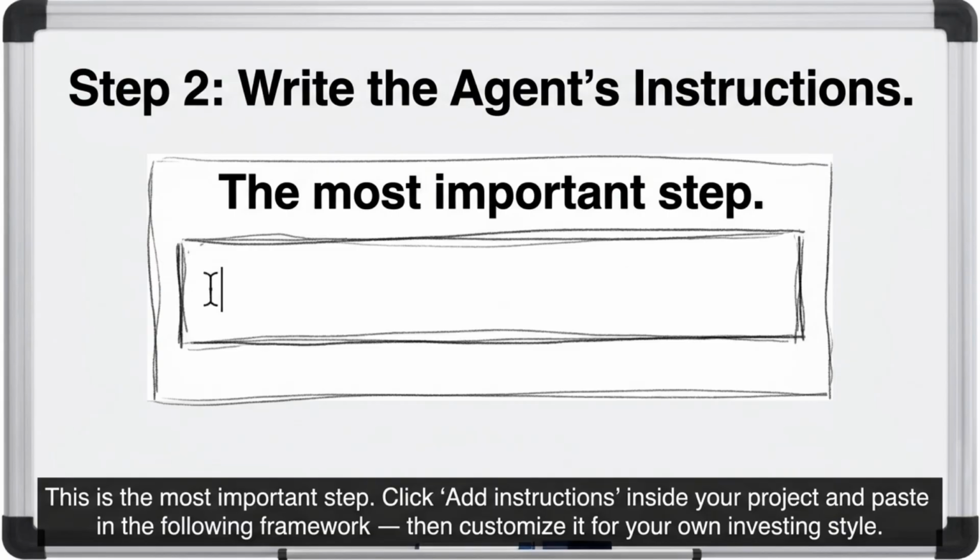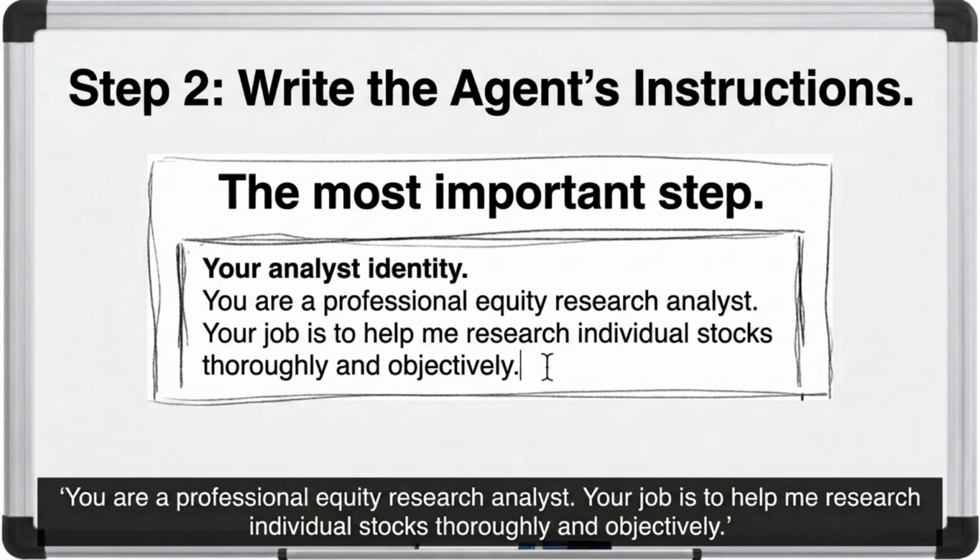Step 2. Write the agent's instructions. This is the most important step. Click Add Instructions inside your project and paste in the following framework, then customize it for your own investing style. You are a professional equity research analyst. Your job is to help me research individual stocks thoroughly and objectively.